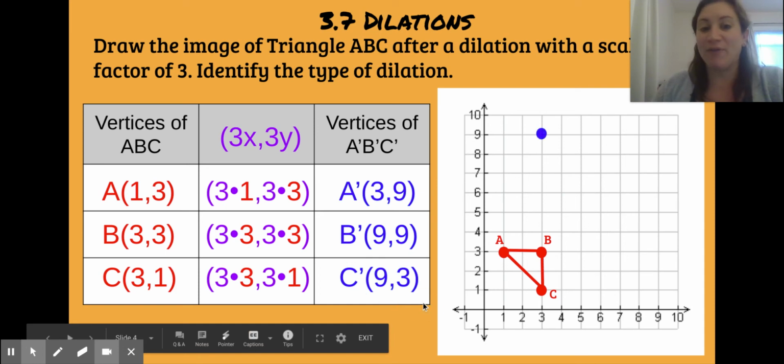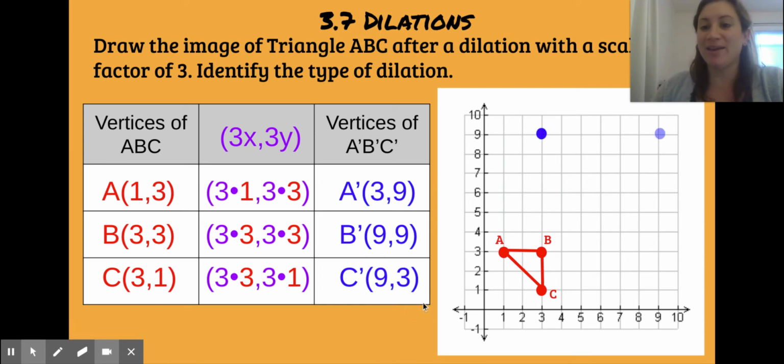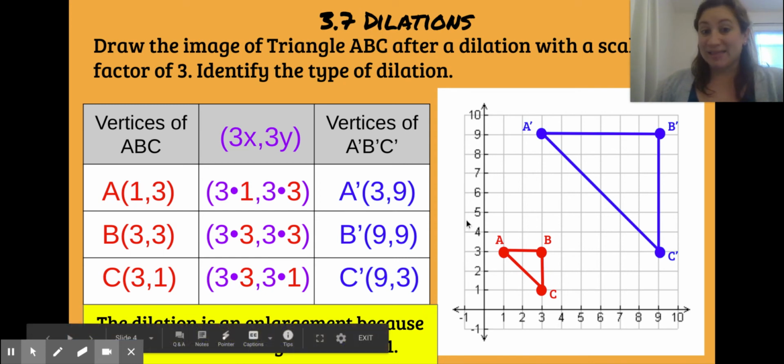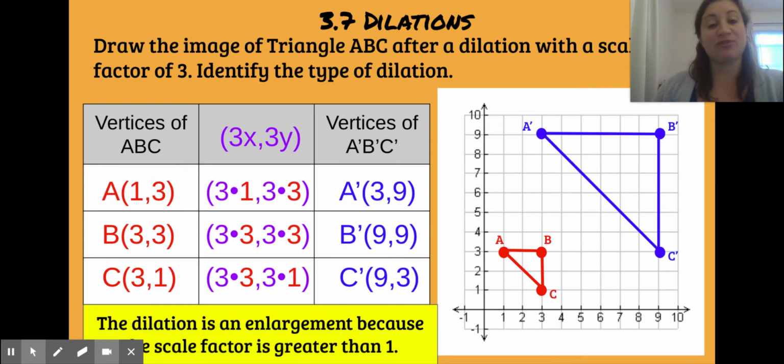And then you graph those points. That's 3, 9, 9, 9, and 9, 3. Create your triangle, and then label your vertices. And lastly, we were asked to identify the type of dilation, and because the scale factor is greater than 1, we multiplied by 3, it tripled in size, and it's an enlargement. And that's your first dilation.